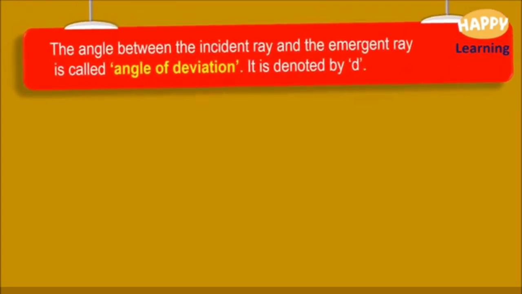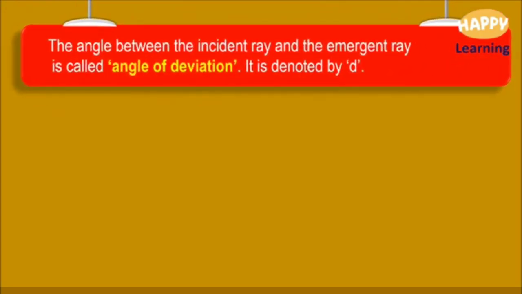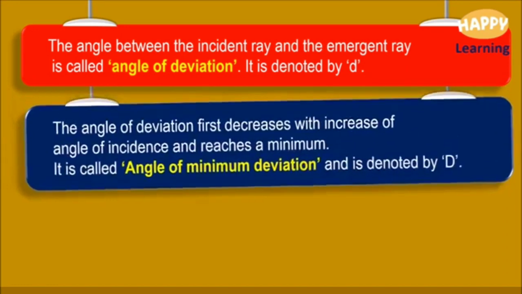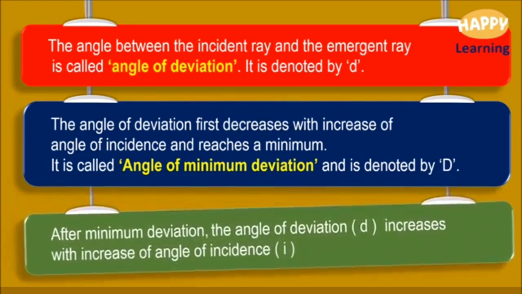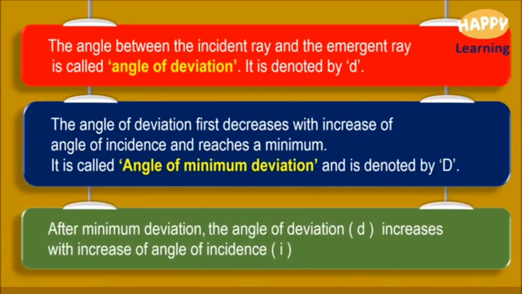Recapitulation. The angle between the incident ray and the emergent ray is called angle of deviation. It is denoted by D. The angle of deviation first decreases with increase of angle of incidence and reaches a minimum. It is called angle of minimum deviation and is denoted by capital D. After minimum deviation, the angle of deviation increases with increase of angle of incidence.